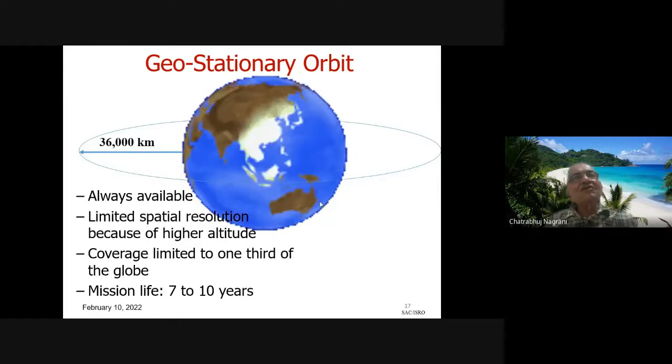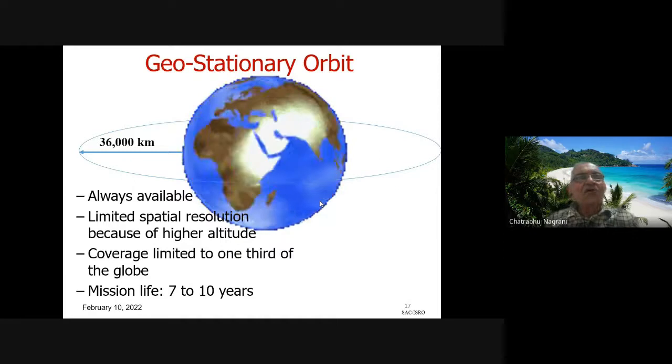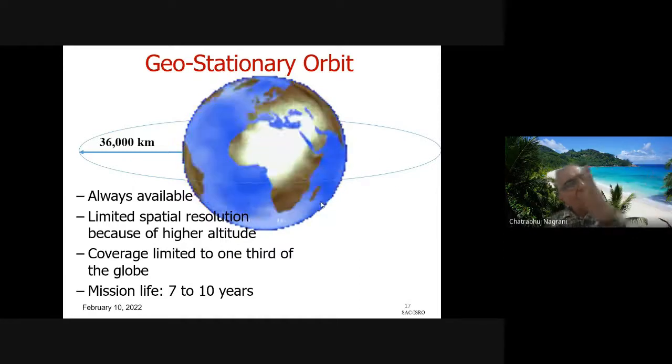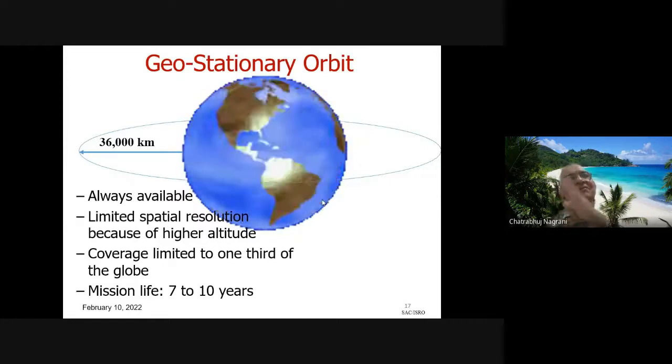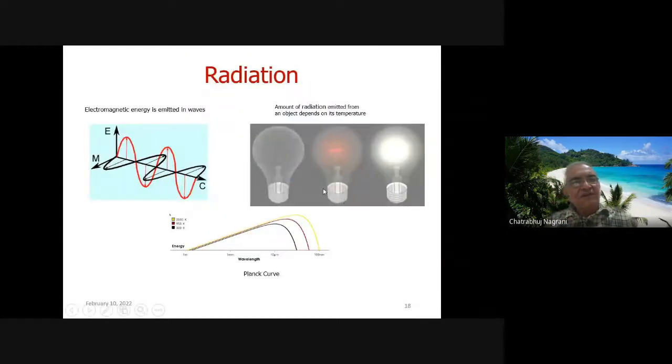Those are useful for weather prediction. Whatever weather predictions you are seeing, they are happening not only from the satellite, but a lot of data from the satellite goes into the weather prediction model. So we are using that. Now we will try to understand how a remote sensing satellite works.